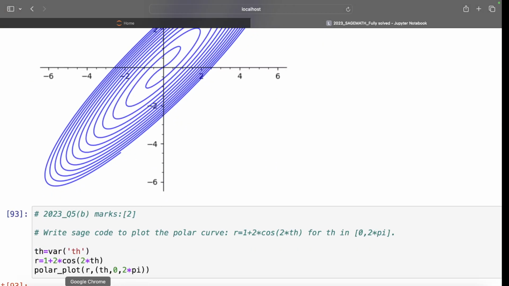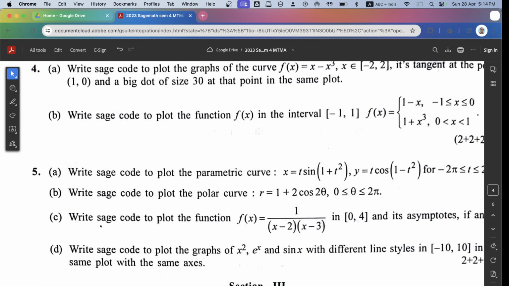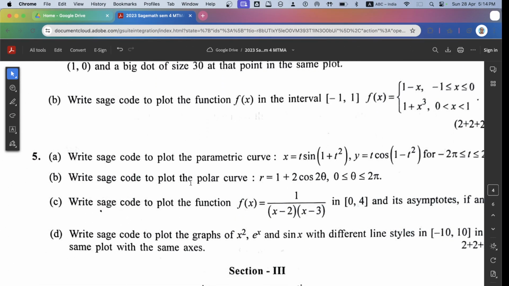Next question, 5b. Write Sage code to plot the polar curve r equal to 1 plus 2 cos 2 theta, 0 less than or equal to theta less than or equal to 2 pi.